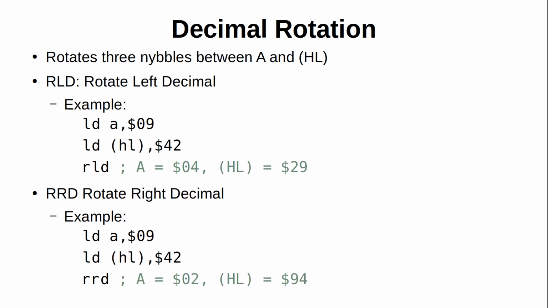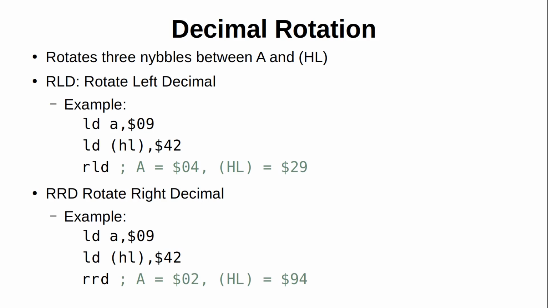Here we are treating A and that memory location as a virtual 12-bit register, with the lower nibble of A being bits 11 through 8, while bits 7 through 0 are simply the byte in memory. An RLD will do a leftward rotation of these 3 nibbles, with the upper nibble in memory going to the lower nibble of A, the lower nibble in memory shifting up to its upper nibble, and the lower nibble of A now going to the lower nibble of memory. The upper nibble of A is unaffected.